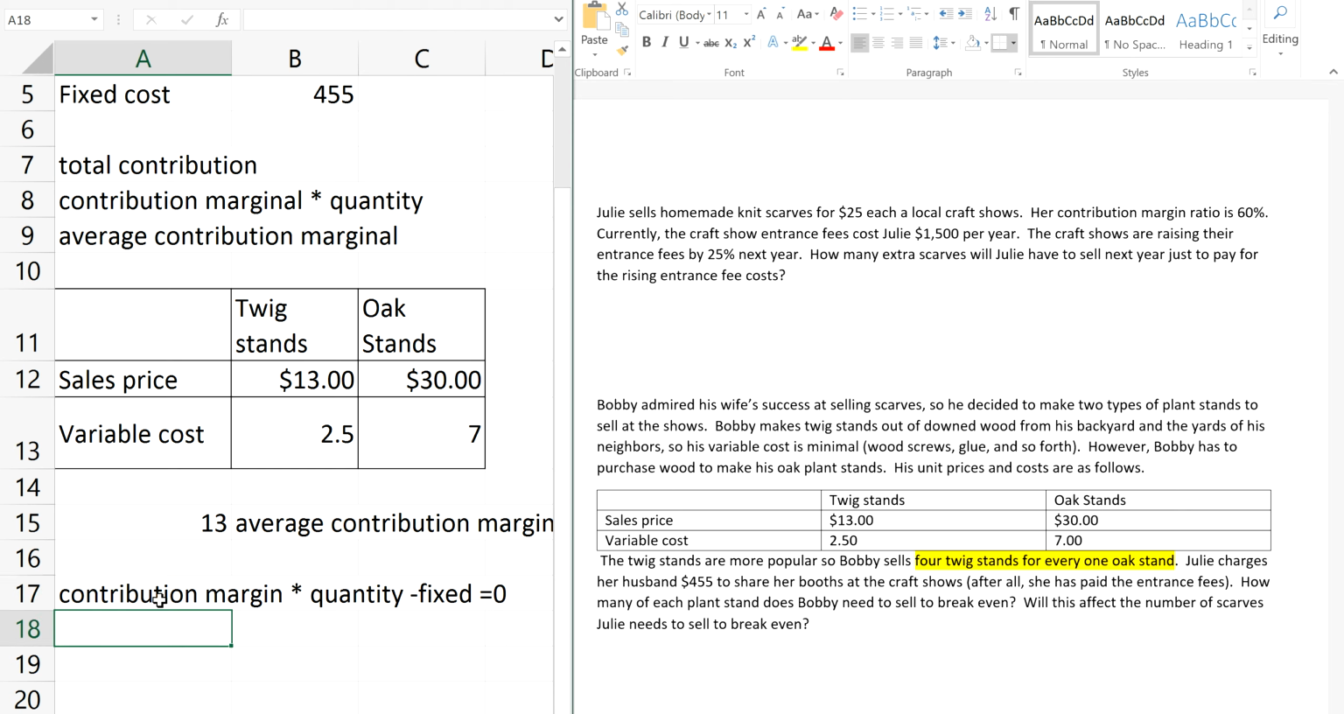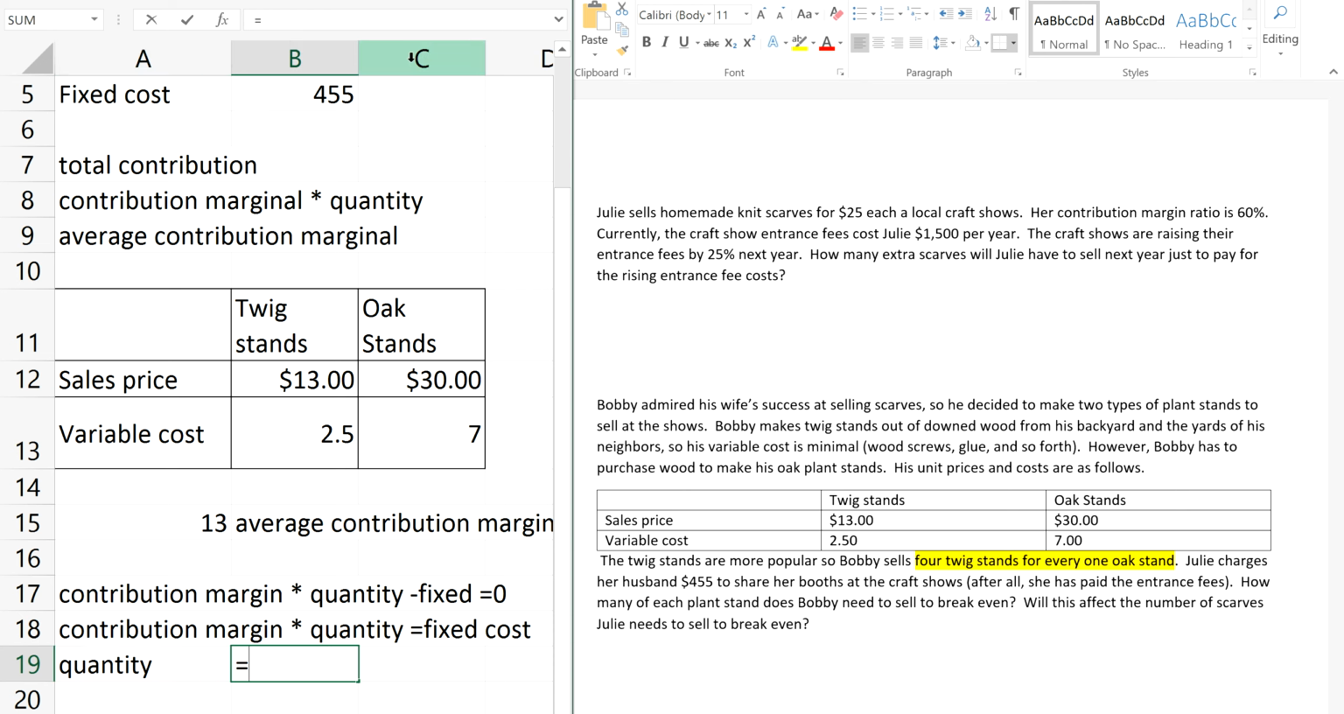Okay, so if they equal 0, that means if you move the 0 to the side and then move the fixed cost to the other side, then your contribution margin times your quantity must equal your fixed cost. We know the contribution margin, which is $13. We know the fixed cost, which is $4.55. Looking for the quantity, this will just equal your $4.55 divided by $13 each one. So we need to sell a total of 35 stands.